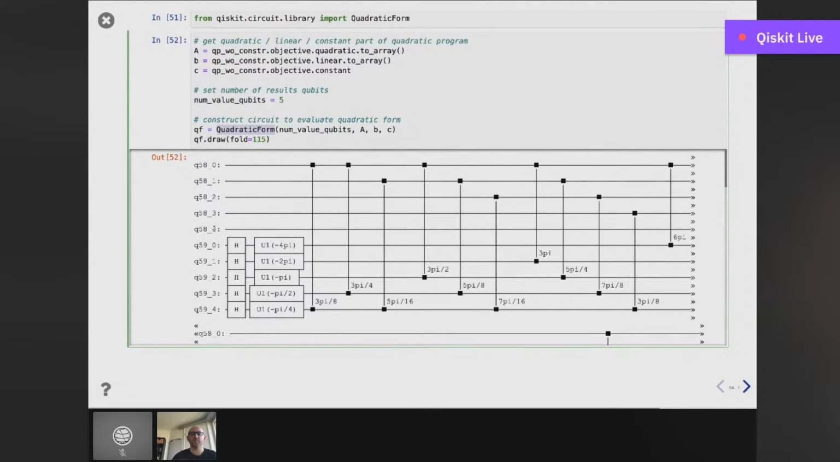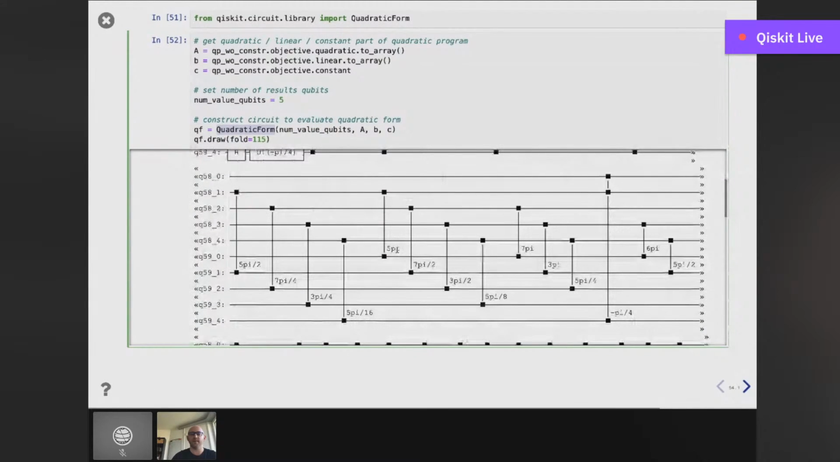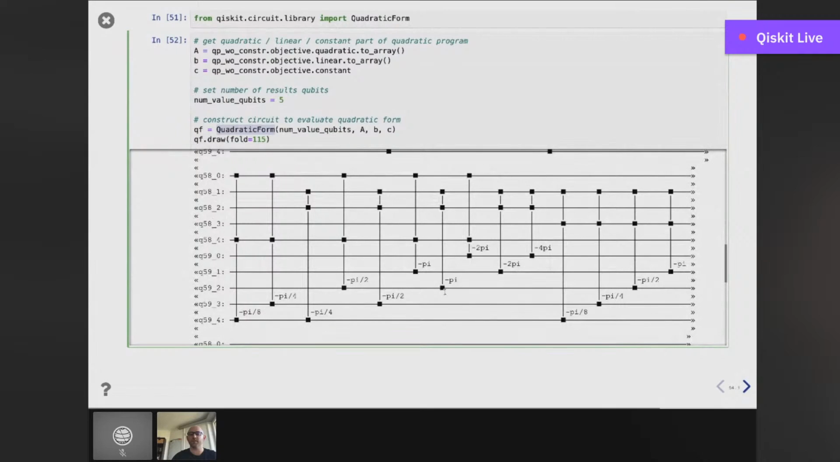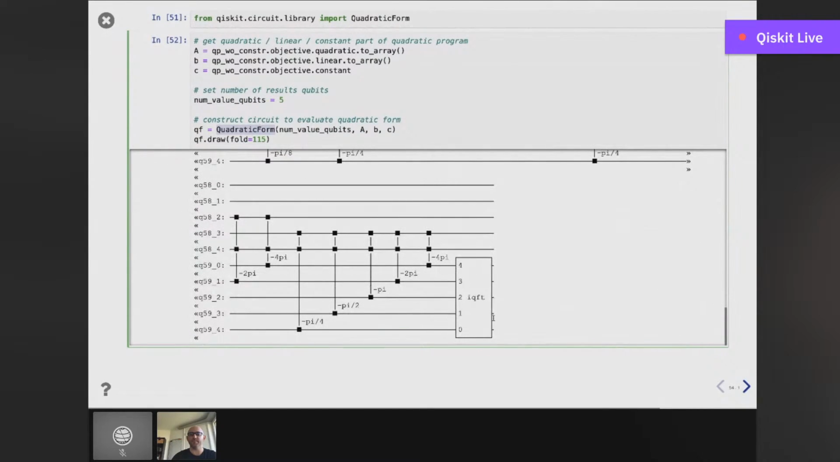So we have 5 input qubits and then 5 value qubits. And here these controlled Z rotations, these are the linear terms. These U1 gates at the beginning are the constant offset, and then here at the end you see 2 controlled gates. These are the quadratic parts. And at the very end, you have the inverse quantum Fourier transform.